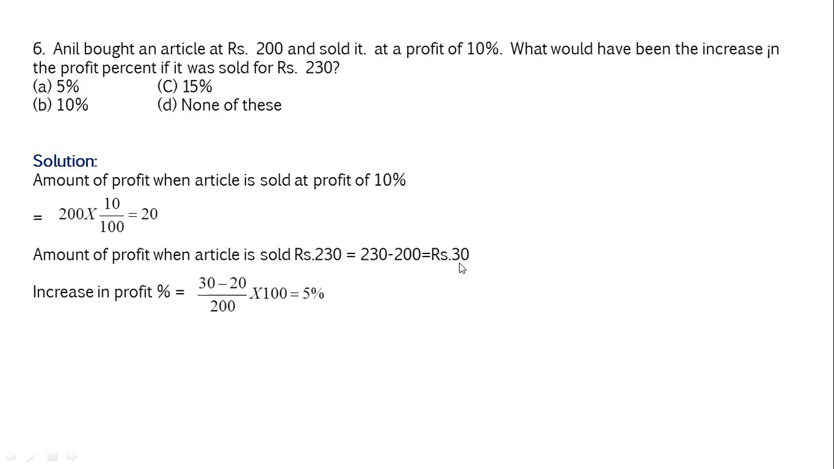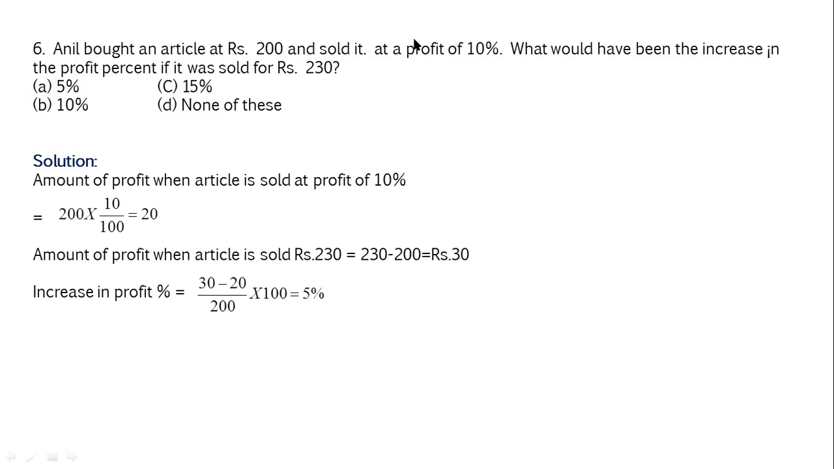So what will be the increase in profit percentage? Now it is 30. Initially it was 20. So 30 minus 20 divided by what is cost price? 200 into 100. Again in the denominator it is CP. So 30 minus 20, it is 10. 10 divided by 200 into 100. So it is 5%.